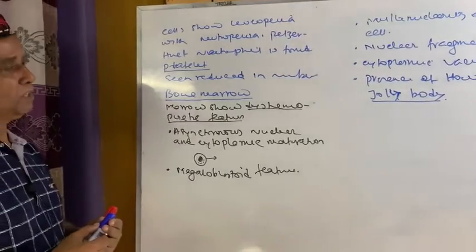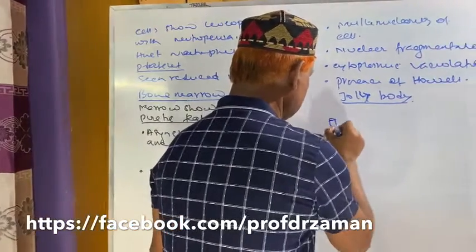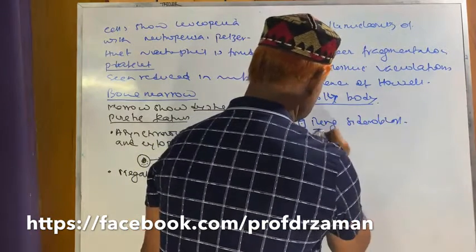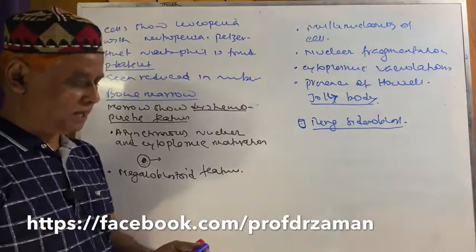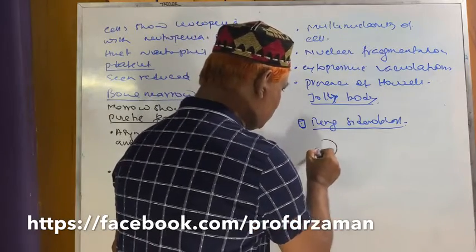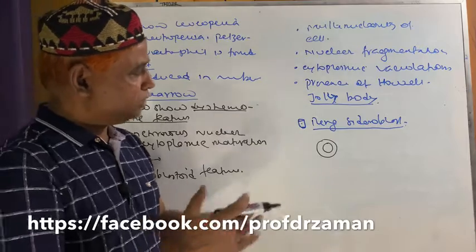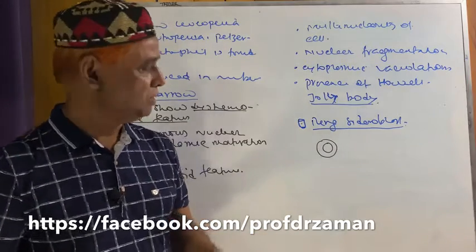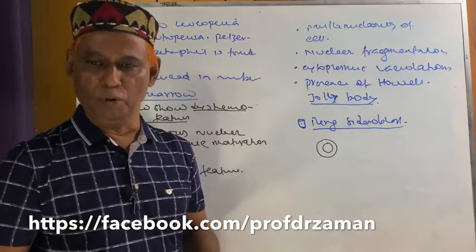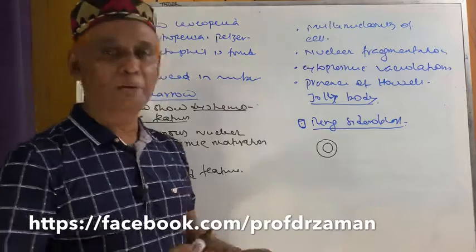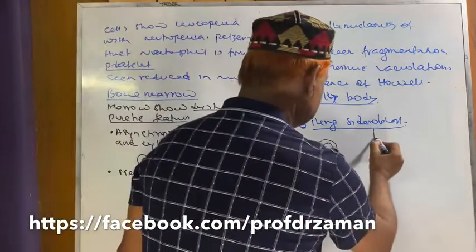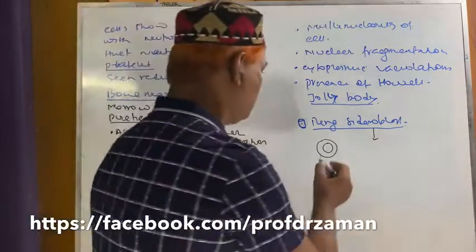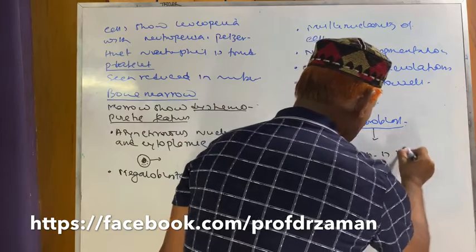This is all about the myelodysplastic disorder. I have told you here ring sideroblast. We just have to recapitulate what is ring sideroblast. Dear audience, you know, in the bone marrow this is the nucleated red cell. During gradual maturation the nucleus is extruded from the RBC and mature RBC is found, and during maturation there is synthesis of hemoglobin, and for synthesis of hemoglobin, iron is needed. But in case of ring sideroblast, iron is present there, but iron is not utilized due to defective utilization.